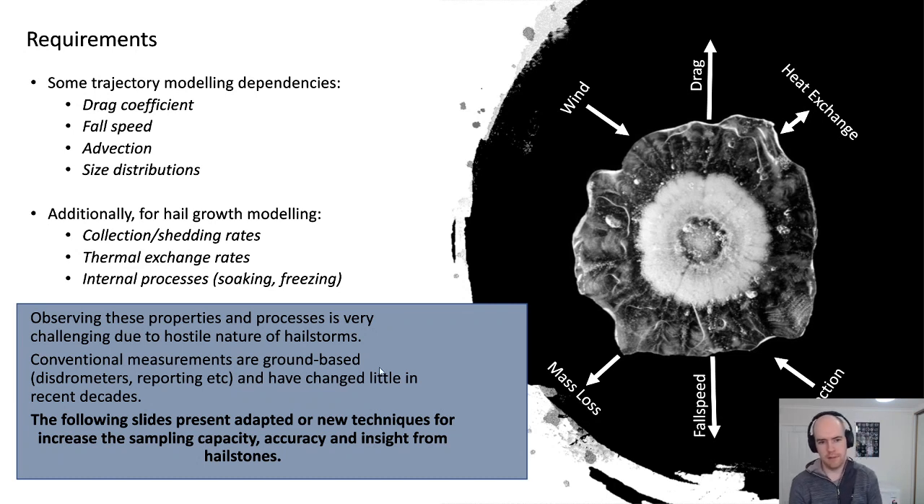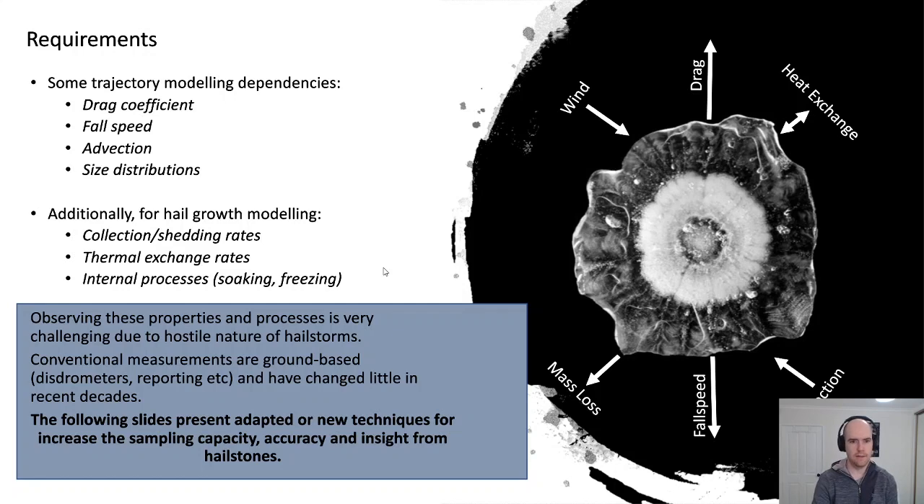Observing these properties and processes is very challenging, of course, due to the hostile nature of hailstorms, and conventional measurements are traditionally ground-based, such as disdrometers and reporting, and have changed little in recent decades. So the following slides present new and adapted techniques that increase the sampling, accuracy and insight we can gain from hailstorms and hailstones.